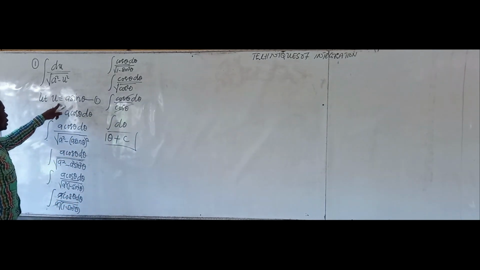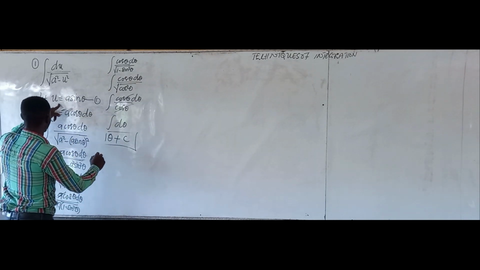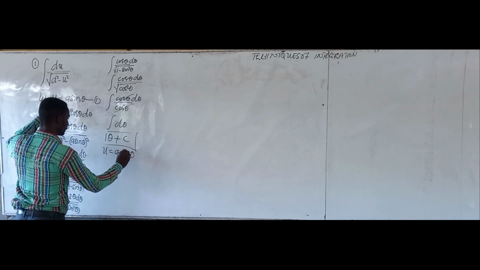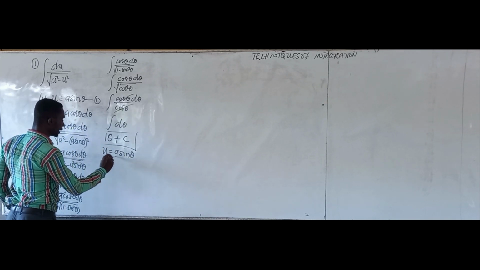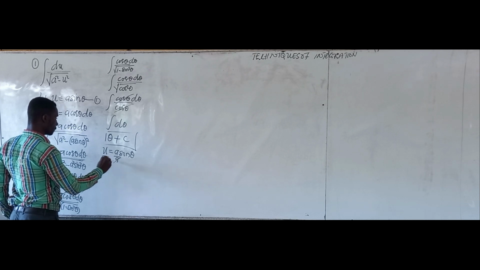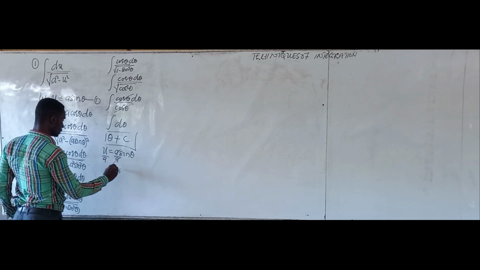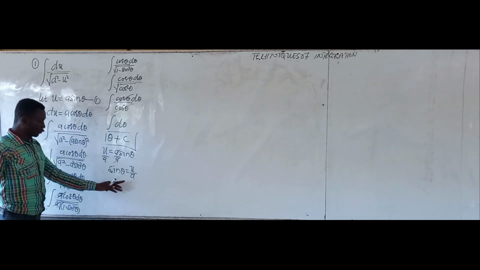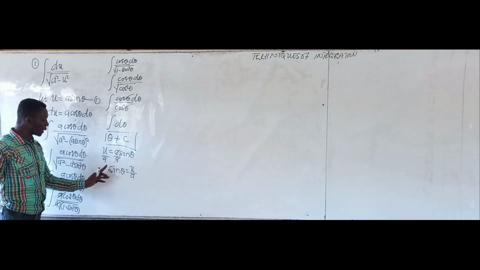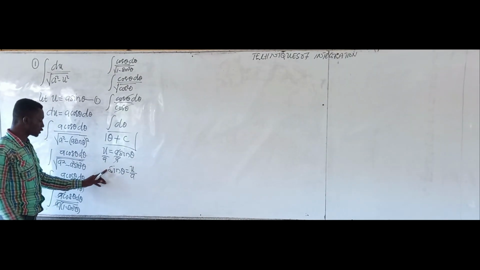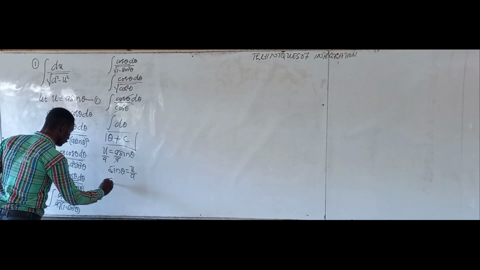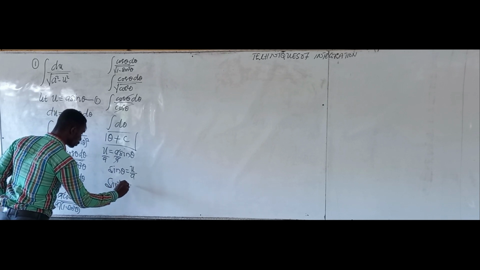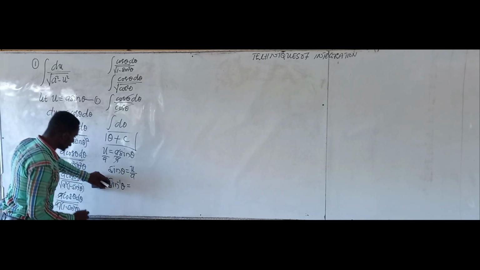This will be the integration, but we can get our theta from equation 1. Here we have u equal to a sine theta, so that you divide both sides by a, you get sine theta equal to u over a. If you want theta, you apply sine inverse to both sides, so we get sine inverse of sine theta is equal to sine inverse of u over a.